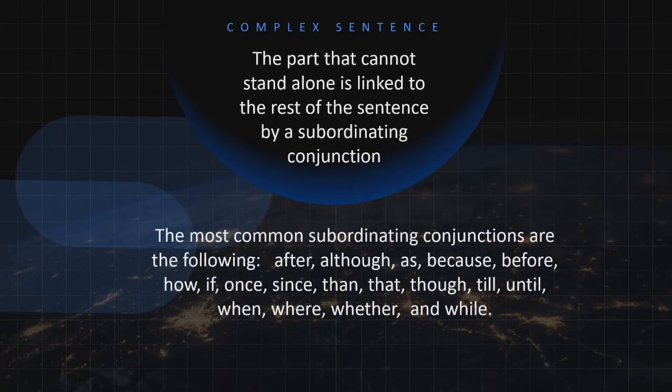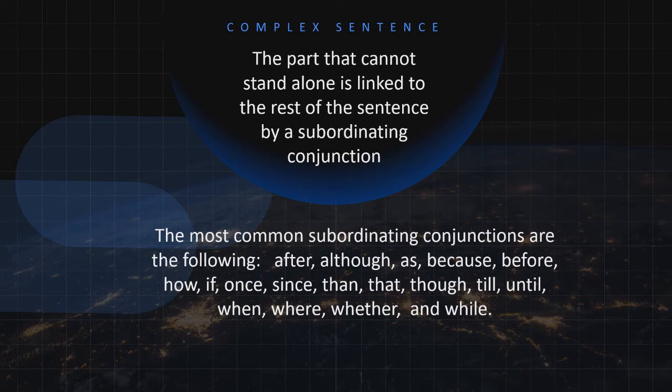The part that cannot stand alone, or the dependent clause, is linked to the rest of the sentence by a subordinating conjunction. Always remember, if we add the subordinating conjunction to the dependent clause, it is called a subordinate clause. Earlier, compound sentences used coordinating conjunctions, while in complex sentences, we are using subordinating conjunctions.